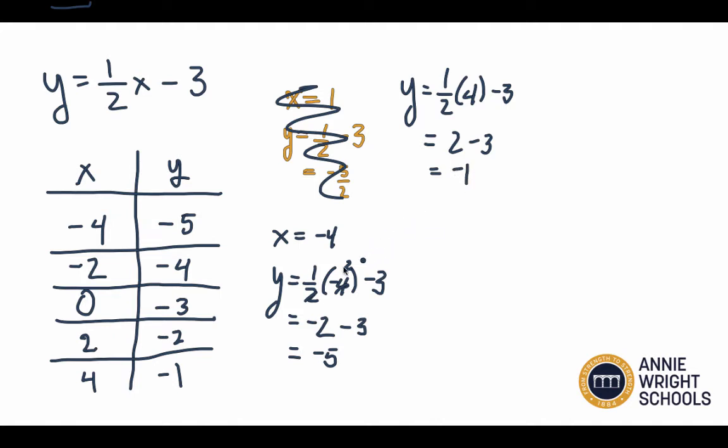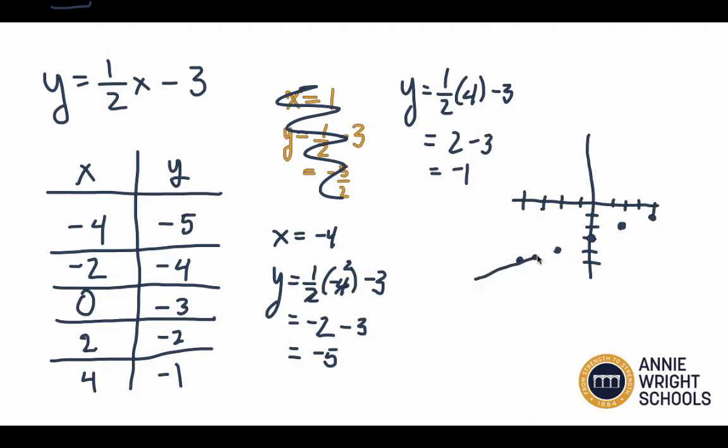Good? Once you get this chart complete, now what I want you to do is go to the coordinate plane, draw an xy axis, and plot those 5 ordered pairs, those 5 coordinates. So we have -4, -5. That's in the third quadrant here. We have -2, -4. We have 0, -3. We have 2, -2. That's the fourth quadrant. And we have 4, -1.